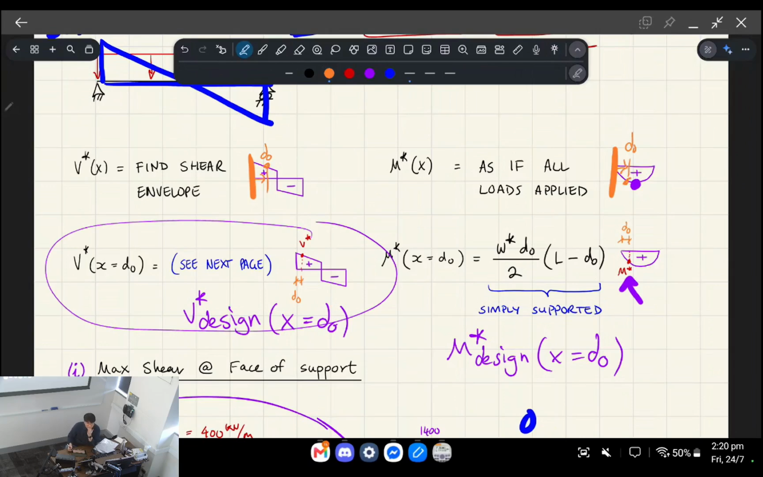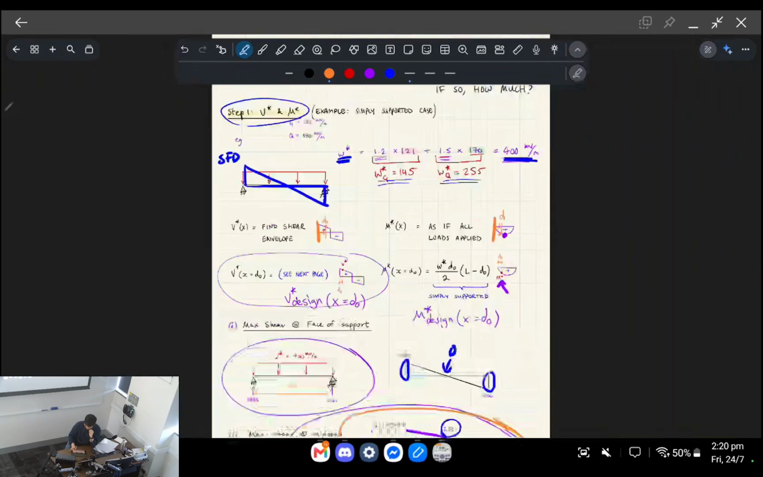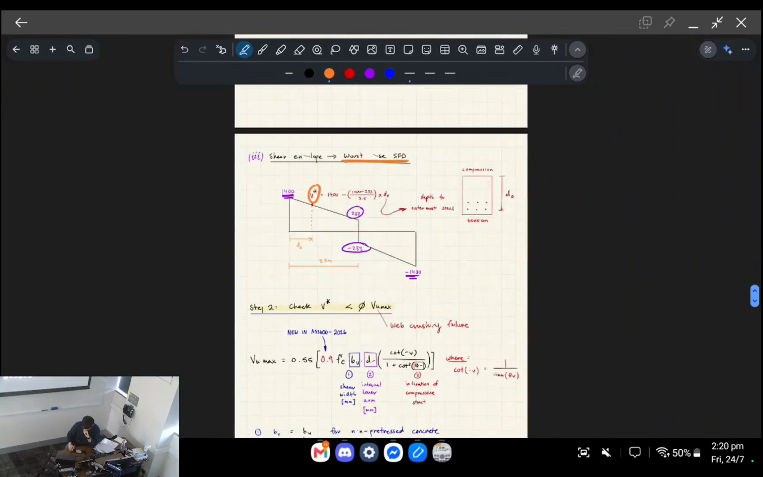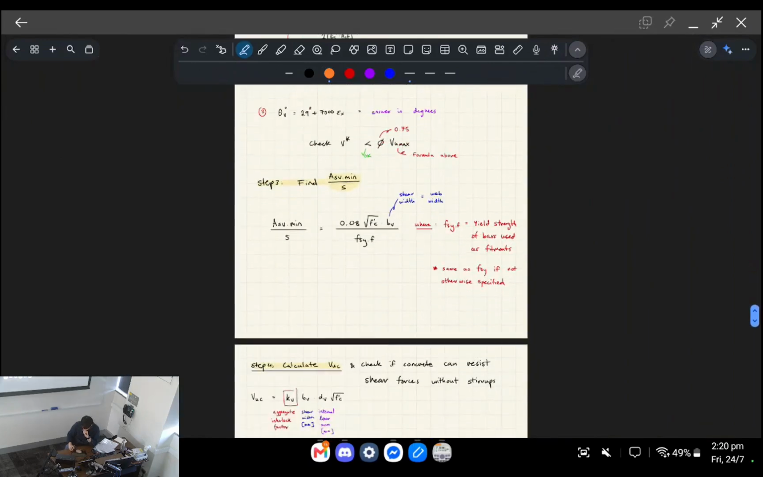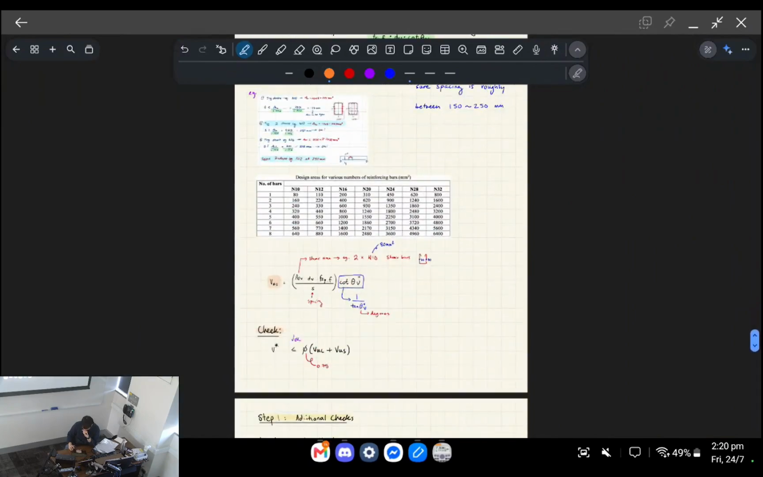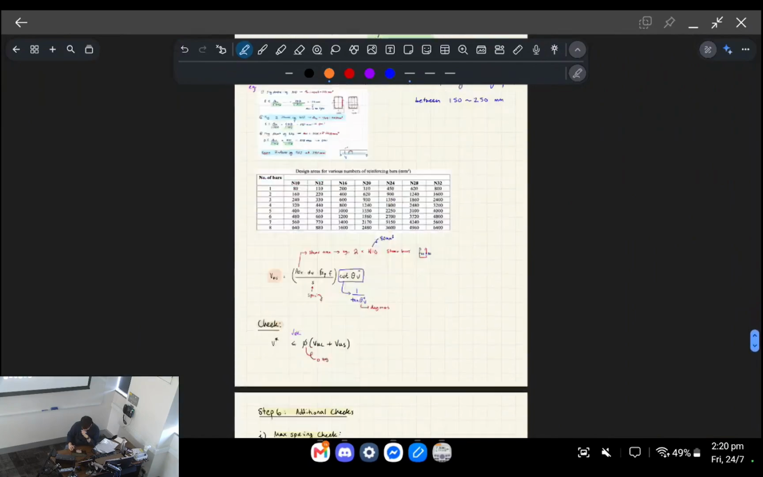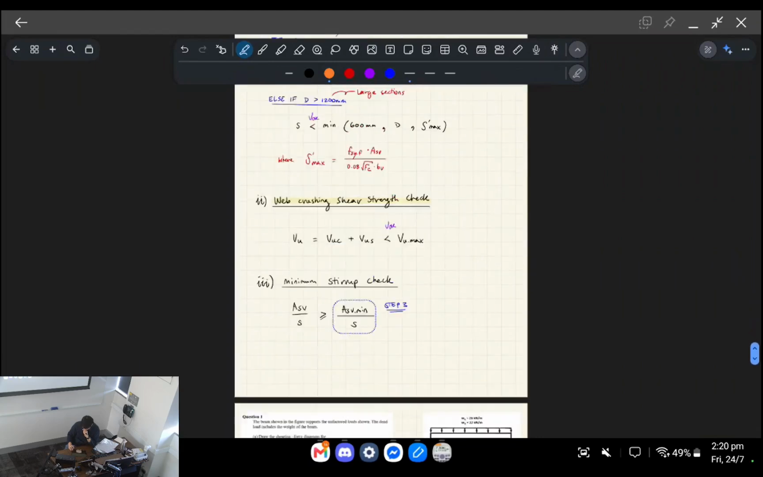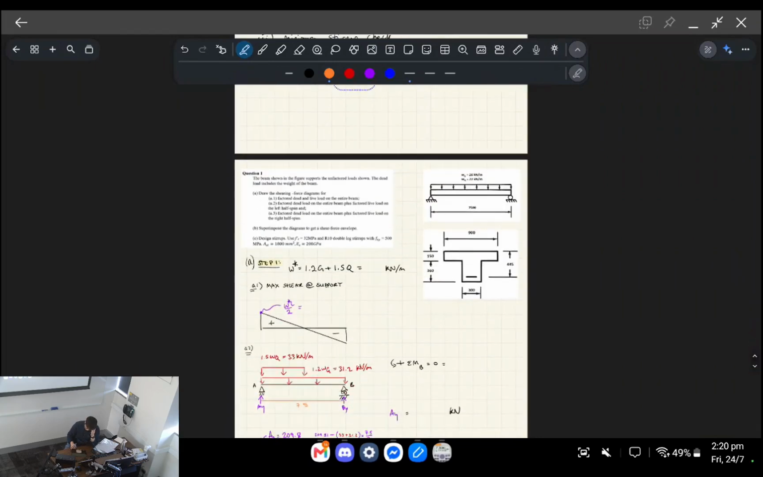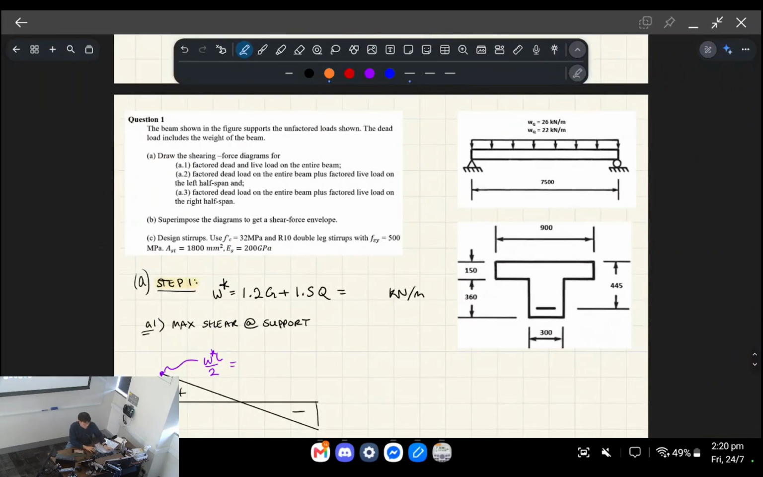Does that make sense? Okay, so you'll see how this works when we do our static analysis, all right? And we're going to follow through with more steps, but the hardest step to understand is finding the design shear and design moment. So I'll try to spend time explaining that better or more thoroughly.